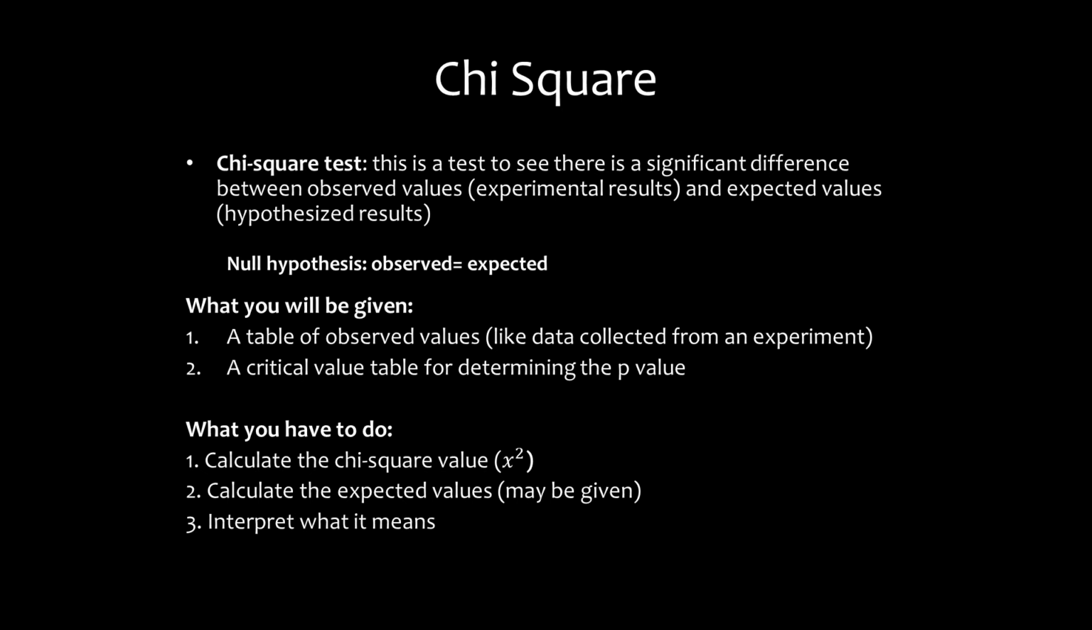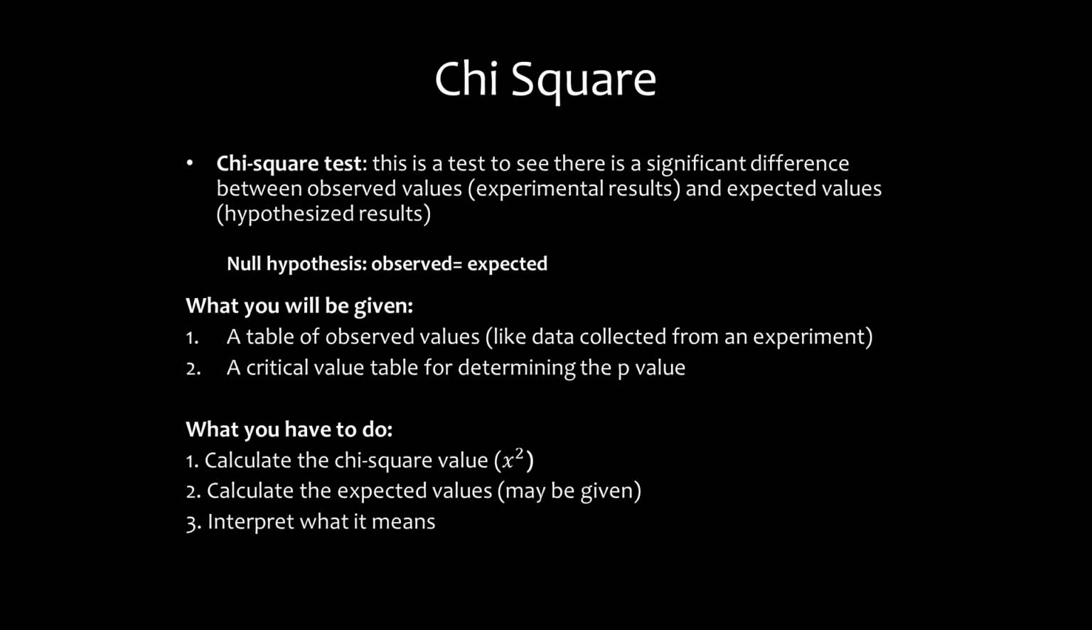So when you're doing a chi-square question, you'll be given two critical pieces of information, sometimes more. The first is a table of observed values. So this will look like data collected from an experiment. So it'll be like, okay, we crossed 6,000 flies, and 10 of the flies had red eyes, 12 of the flies had white eyes, some of them had yellow bodies, some of them had brown bodies, etc. You'll also be given a critical value table for determining the p-value. That doesn't mean anything to you right now, just know that you'll have it.